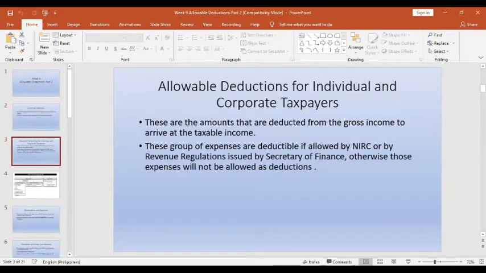Okay, so let us reiterate our topic last time on the allowable deductions. The allowable deductions, as a reiteration, are the group of expenses allowed by the revenue regulations and the National Internal Revenue Code to be deducted from the gross taxable income, and most allowable deductions appear in the income statement of the business to arrive at the net taxable income.